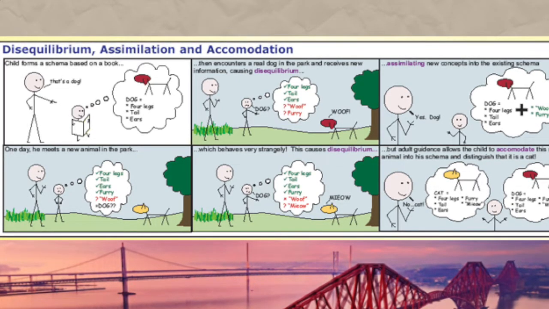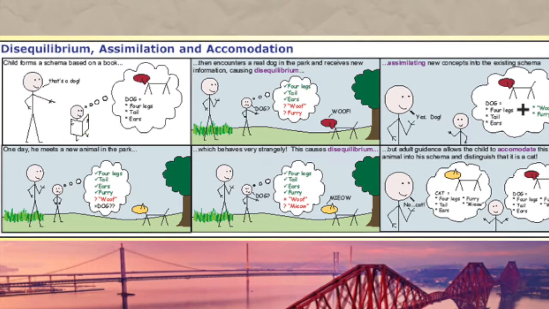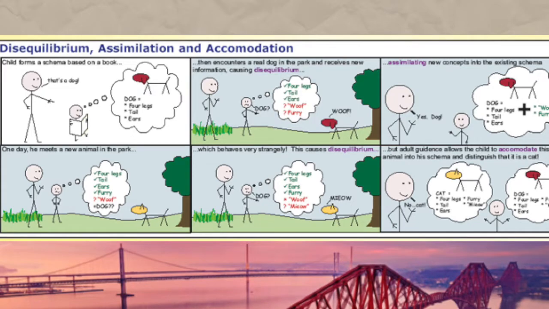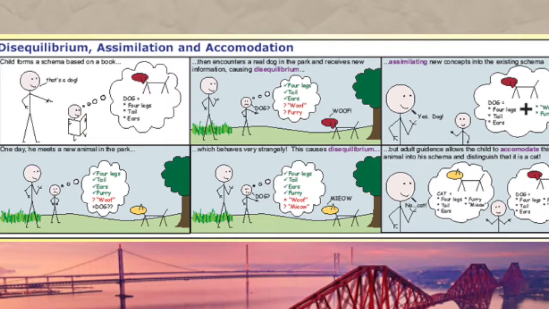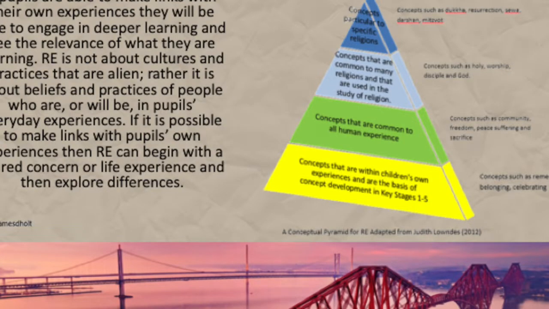So what on earth does that have to do with RE? And I think sometimes when we teach RE, we can treat everything that we're teaching as brand new. So, okay, we've done Christianity and whatever that means. So we're now going to start on Buddhism and it's a completely new topic. But actually, there are things that we can do to draw on children's own experiences and recognize their prior experiences on which we can build. And the benefit of that is children learn better and more deeply if they can link it to something in their own experience. And so Judith Lowndes developed what was called the conceptual pyramid for RE.